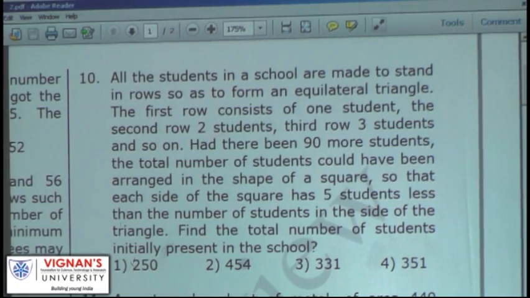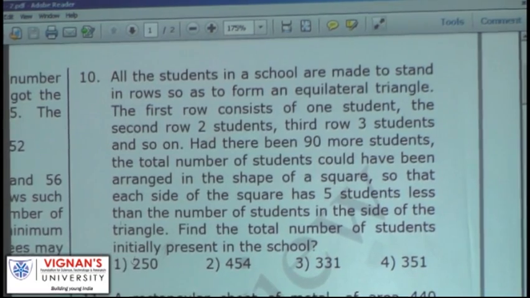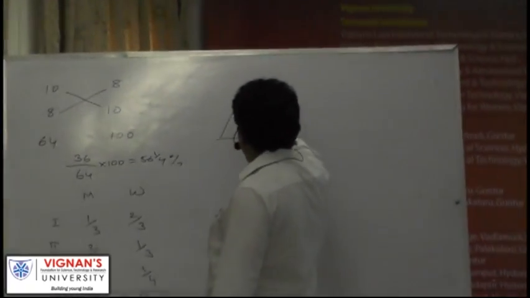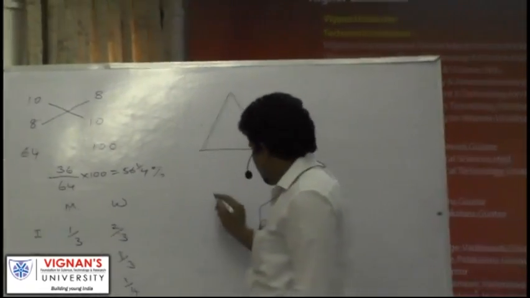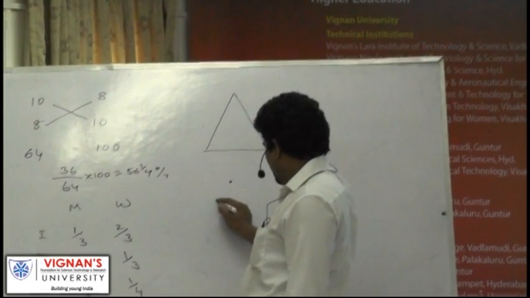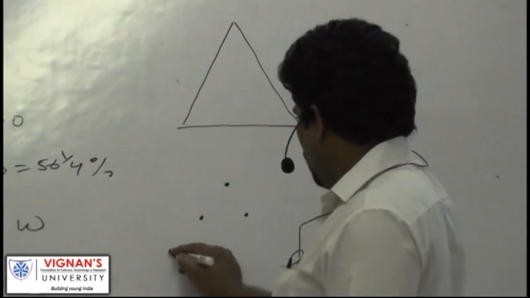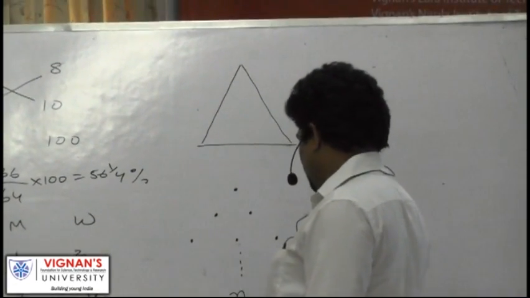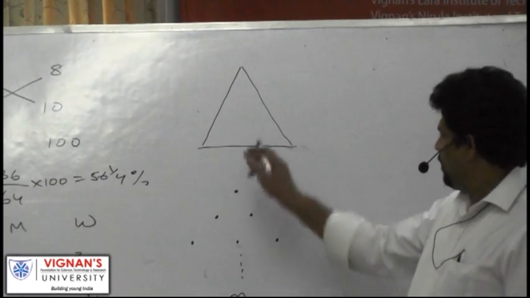What do you understand? There are certain number of students in a school. If you arrange them in the form of a triangle, how? First row, it is like this. First row, 1 student. Second row, 2 students. Third row, 3 students. And so on, there are n rows. Right?